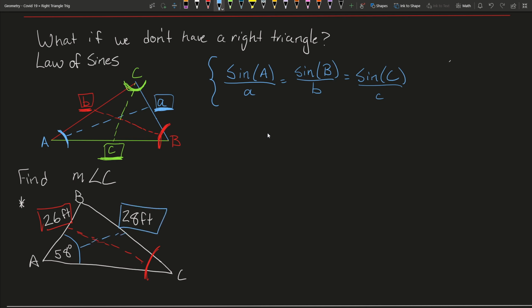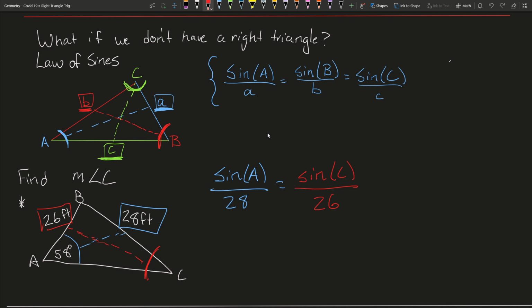Then we can set up our law of sines and solve for that angle C. So we would get that the sine of A over its opposite side length is equal to the sine of angle C over its opposite side length. We don't need to worry about angle B because we don't know anything about that angle or its opposite side. We can only have one unknown, so we're just going to ignore it.